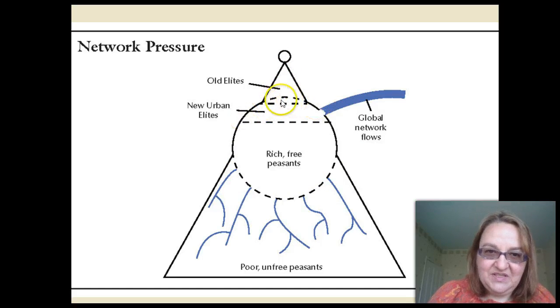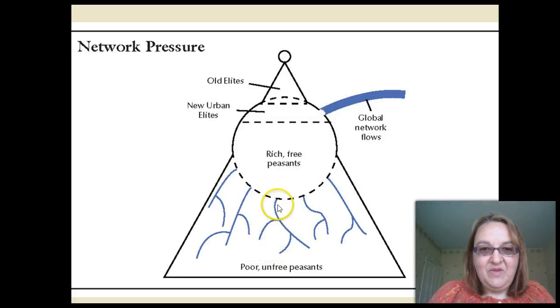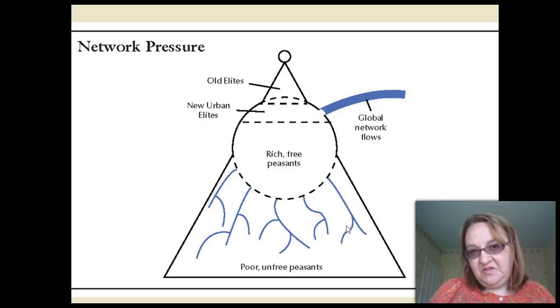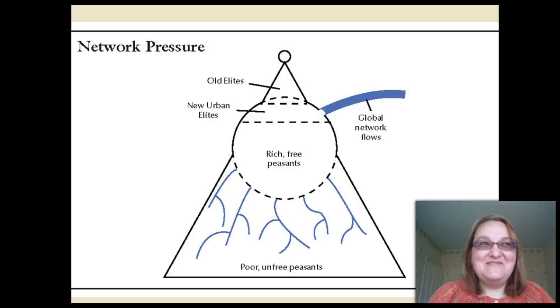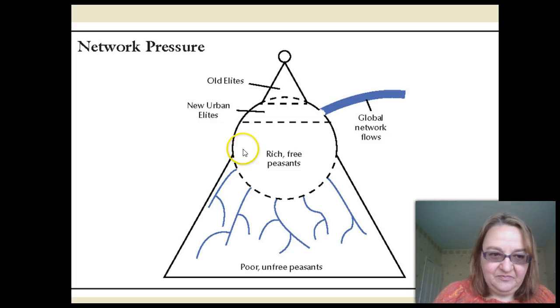It's replacing them with this new burgeoning class of urban elites. It's got this whole new body of rich, free peasants that aren't poor serfs anymore. And it's also sending these network flow tendrils further and further down into rural society. So this is a very disturbed traditional agrarian pyramid, and you can see if this part grows and grows, something might explode. It's like having a huge zit of rich, wealthy middle class that is not containable by the old hierarchy, which had nobility on the top and the peasants on the bottom.